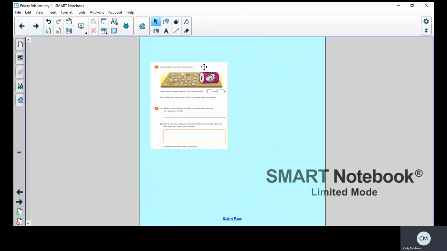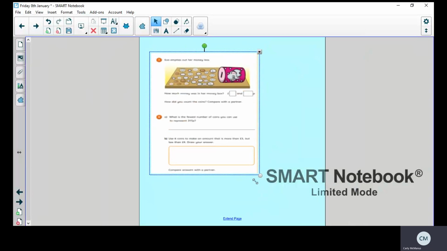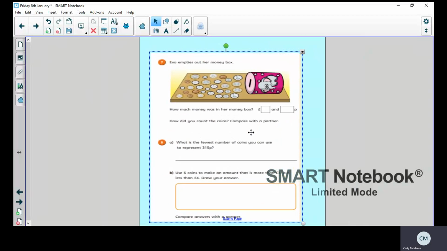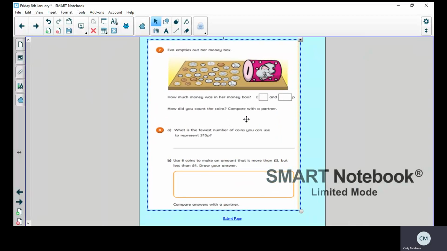And then the last part, I don't know why these have gone so small, so let me just enlarge them. So here we go. Eva empties out her money box. How much money was in her box? Now there's a lot of coins there, so you need to think about a way that would be best for you to work that out. So you might want to count all the coins separately, so all the £2 first, then all the £1, all the 50 pences, and then add them up. Or you might have another way of doing it. It's really up to you how you do it, but I want you to find out how much money is there.